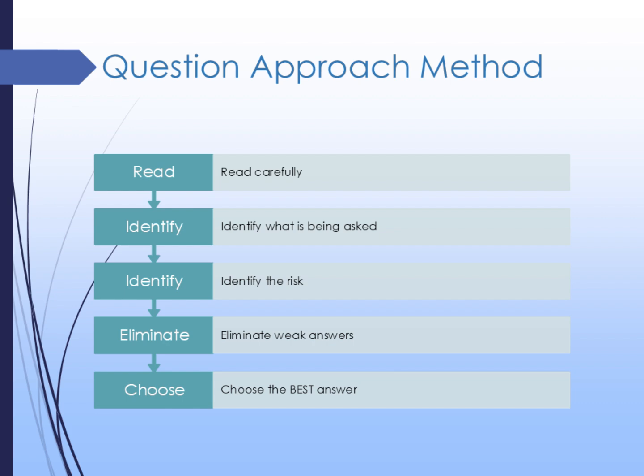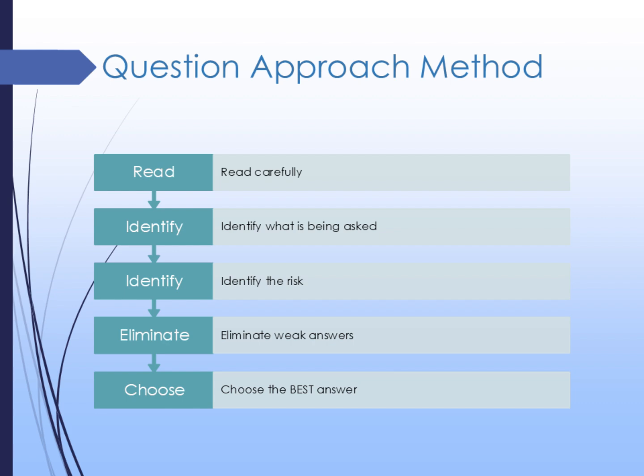After identifying the risk, begin eliminating weak answers. Many questions contain options that are technically correct but not appropriate for the specific situation being described. Others may address symptoms instead of root causes, or focus on operational details rather than governance and risk reduction. Finally, choose the best answer, not simply a possible answer.